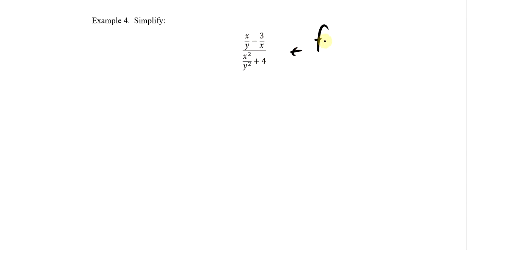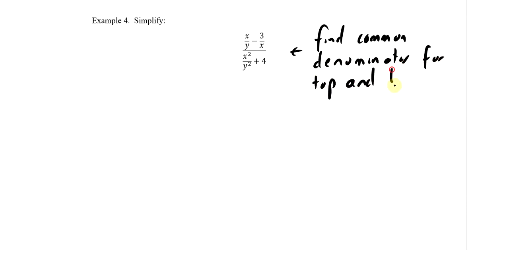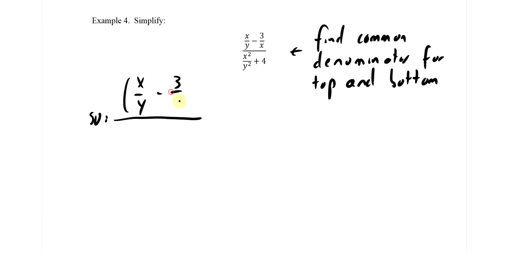So what do we do with fractions and fractions? Find a common denominator for top and for the bottom. So what do we have? Put a big bar in there and a parentheses, x, y minus 3 over x. There's my top. And x squared over y squared plus, well, 4. Remember that every integer is actually a fraction, right? It's 4 over 1. We never write the 1, but sometimes it's useful.